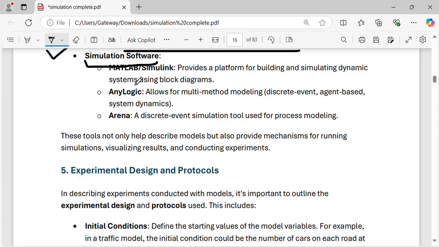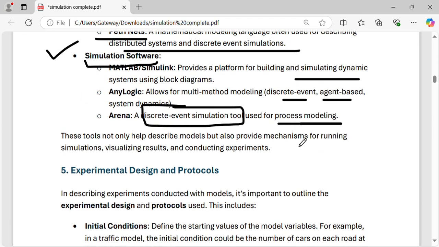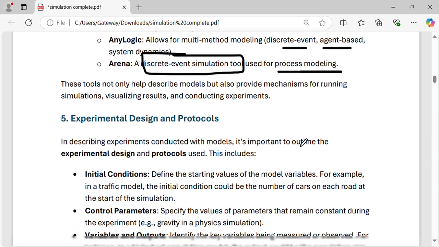We have MATLAB or Simulink. They provide a platform for building and simulating dynamic systems using block diagrams. And then we have AnyLogic, which allows for multi-method modeling: discrete event, agent-based, and system dynamics. And we have Arena, a discrete event simulation tool used for process modeling, right? The tools really help to simulate easily.